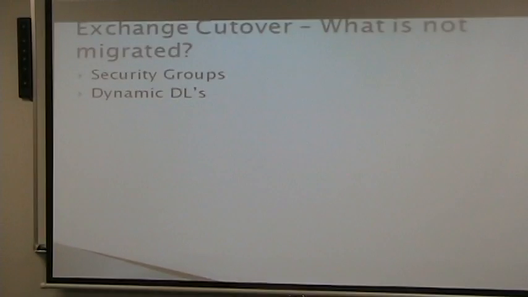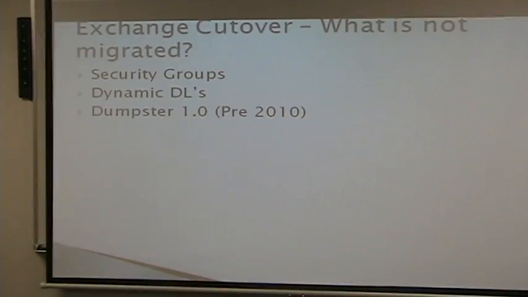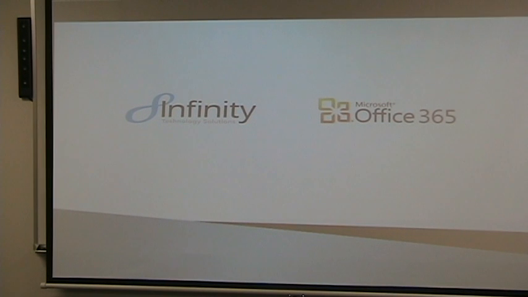What's not migrated in an Exchange cutover is security groups, dynamic distribution lists, and pre-2010 dumpster items. That's basically your deleted item recovery ability. Also send-as permissions, and that would be Exchange in a nutshell. Skipping a lot of stuff. I know it's complicated, I know it's hard, but I wanted to give you an idea.